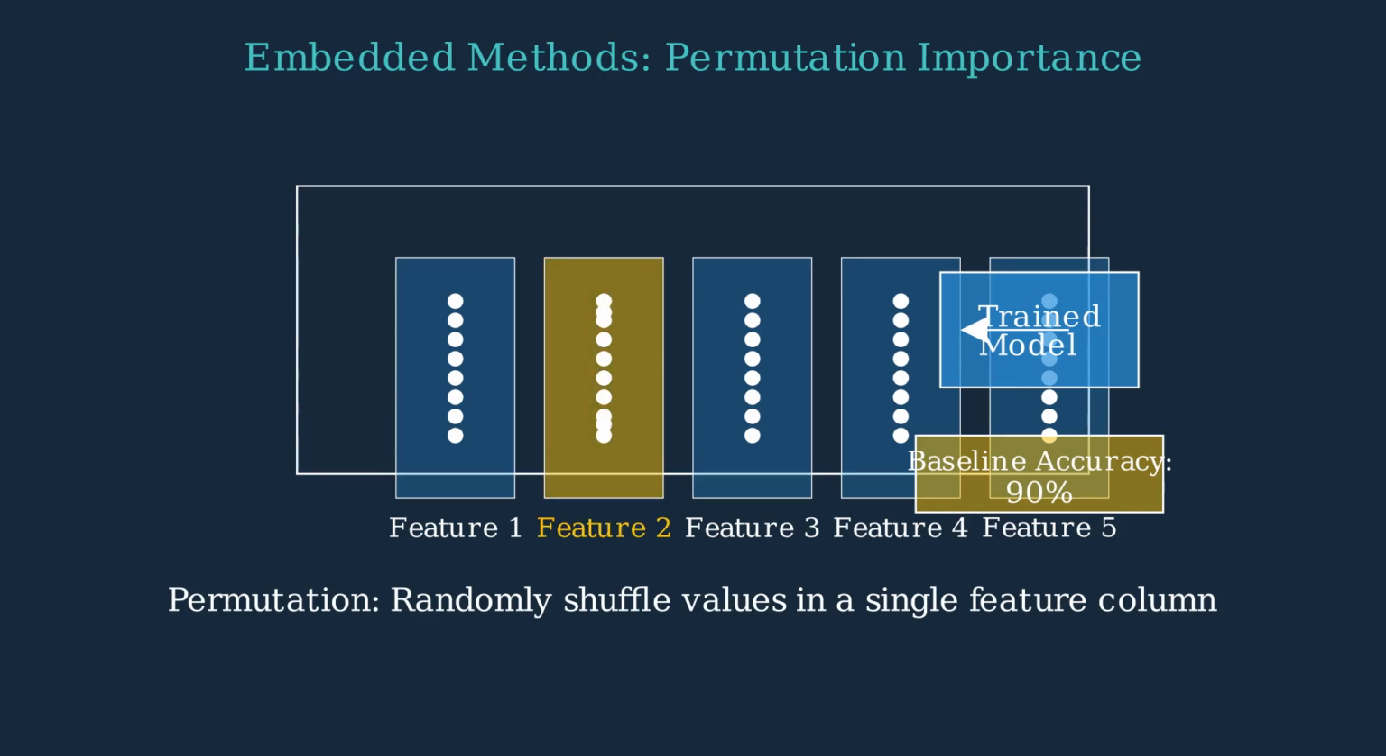Let's shuffle feature 2. This breaks any relationship between this feature and the target output. When we use this shuffled feature with our model, the accuracy drops from 90% to 75%. That's a 15% drop, indicating this is an important feature.